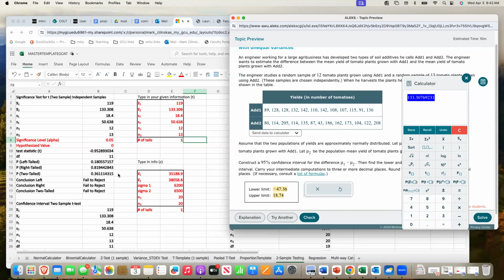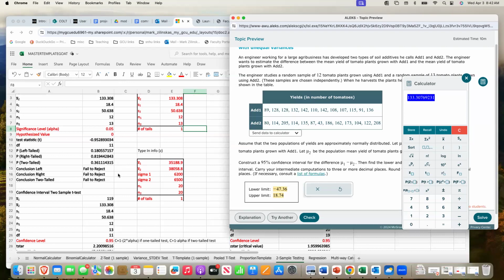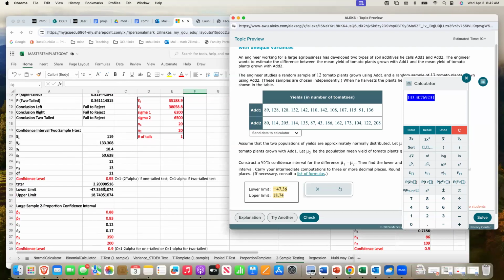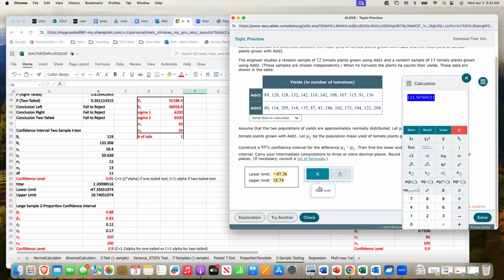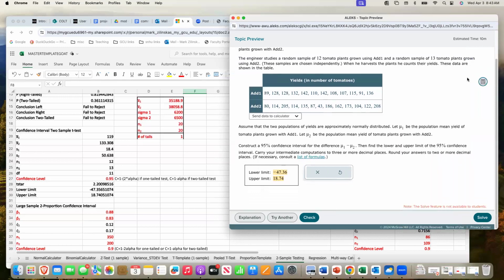And then, since I'm just doing the confidence interval, all I had to do is just come over here and look for my lower and upper limits. And there's my negative 47.36. And I guess we wanted 2 decimal places here. And here is my 18.74 for my upper limit. Okay, so if I get out this again, we rounded to 2 decimal places here. So again, we got to make sure that we do that correctly, and that's just a matter of paying attention to this.